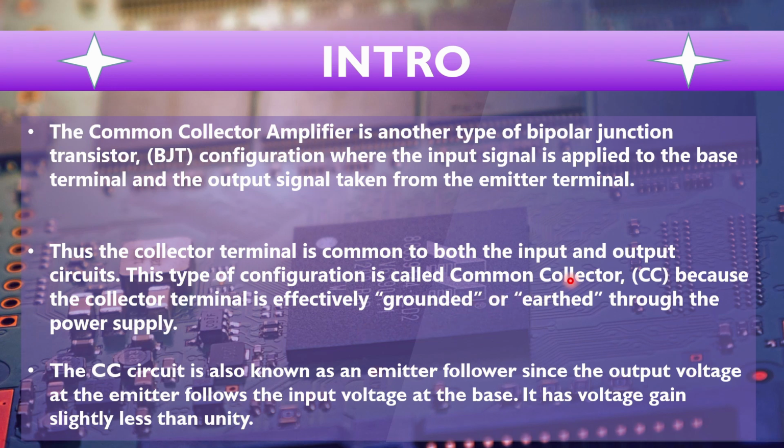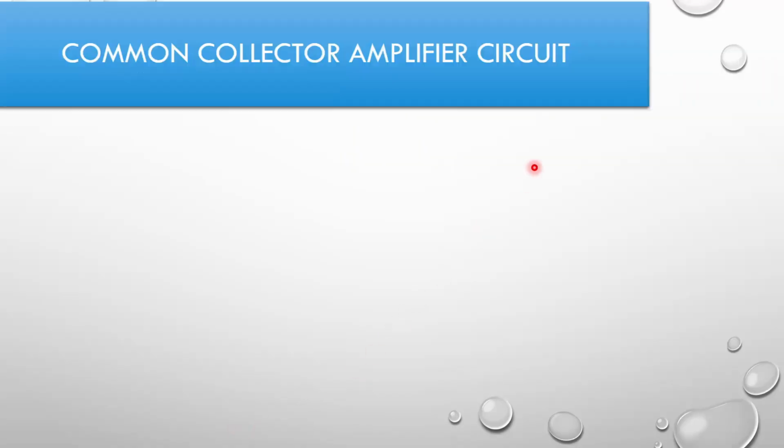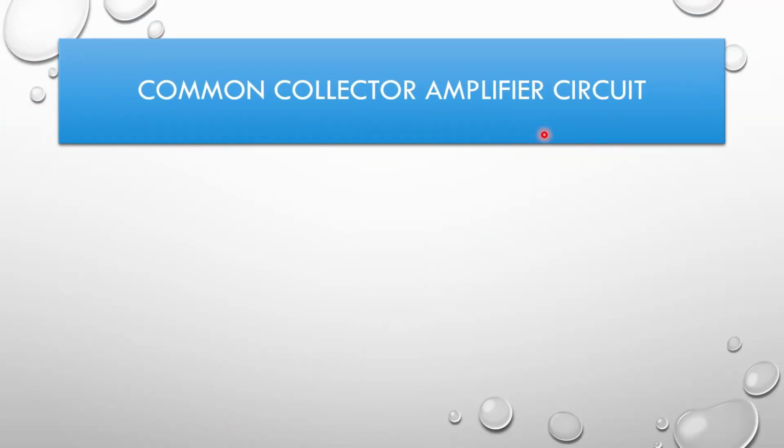In this amplifier, we take the input signal from the base and the output signal from the emitter. So this circuit also has a name, the emitter follower. It has a voltage gain less than unity. We will move on to the common collector amplifier circuit.